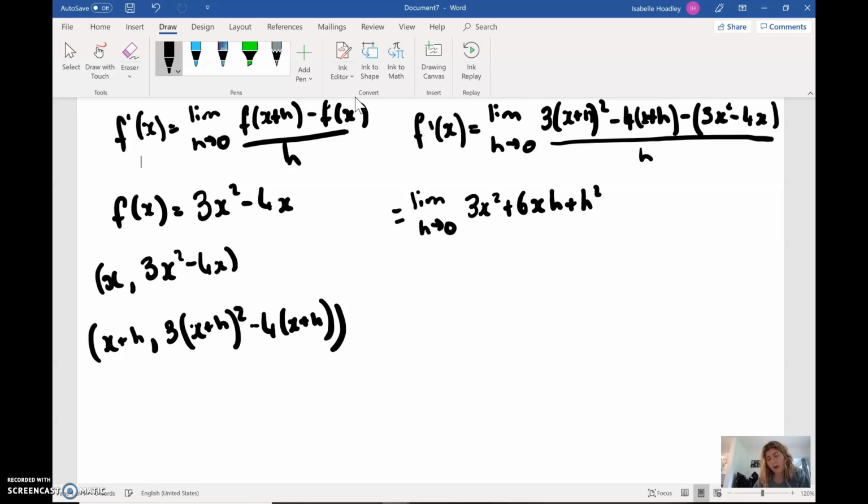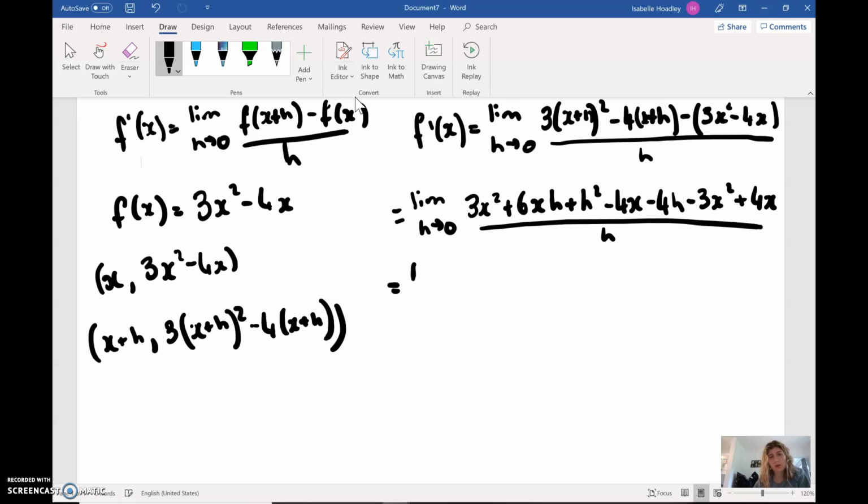So if I'm expanding this bracket, I'm going to have 3 lots of x squared plus 6xh plus h squared. By the way, if you are expanding it, pause the video now and do that yourselves, okay? Make sure that you're happy with what I'm doing, okay? Minus 4x minus 4h. Again, we're expanding that bracket too. And then I'm going to have minus 3x squared and then positive 4x. Okay, that's all over h.